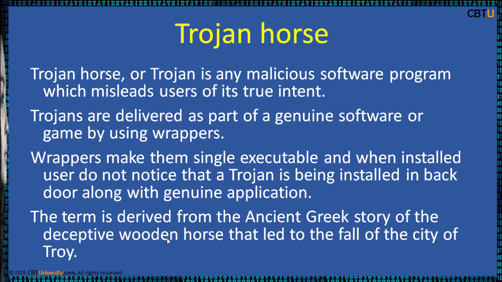A Trojan horse or a Trojan is any malicious software program which misleads the user of its true intent. Trojans are delivered as part of genuine software or games by using wrappers. Wrappers make them a single executable, and when installed, users do not notice that a Trojan is being installed in the backdoor, along with the genuine application. The term is derived from the ancient Greek story of the deceptive wooden horse that led to the fall of the city of Troy. Ransomware attacks are often carried out using a Trojan.